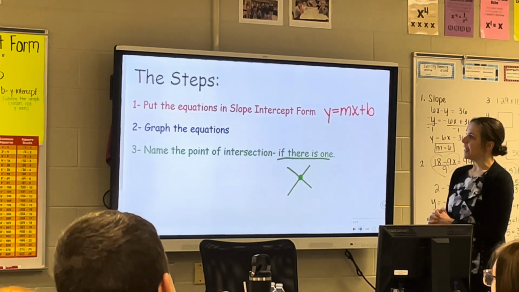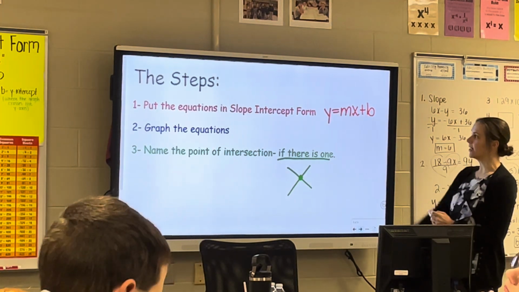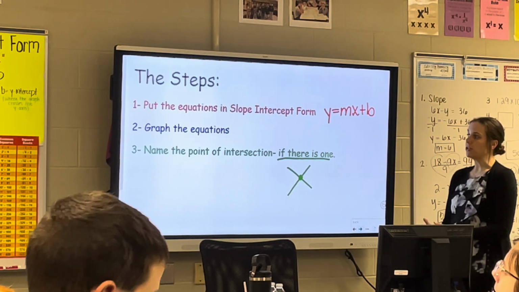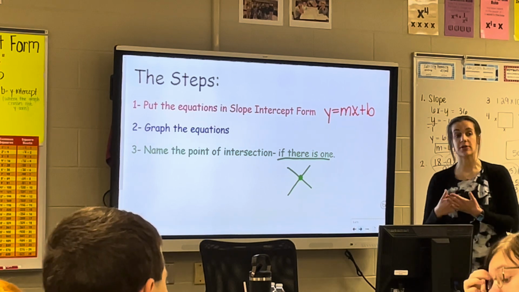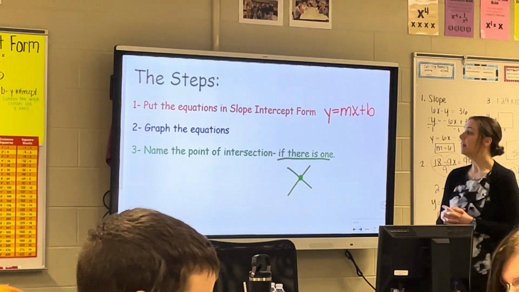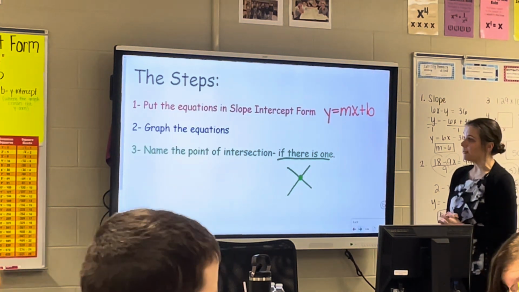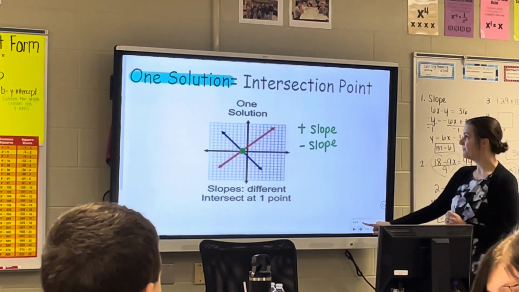So here are your steps. You're going to put the equations in slope-intercept form. In other words, y equals mx plus b. You're then going to graph the equations. We're not going to be necessarily graphing today. We're just going to be getting y by itself, looking at what we have. Eventually, we will be graphing. And then eventually, we're going to name the point of intersection if there is one.